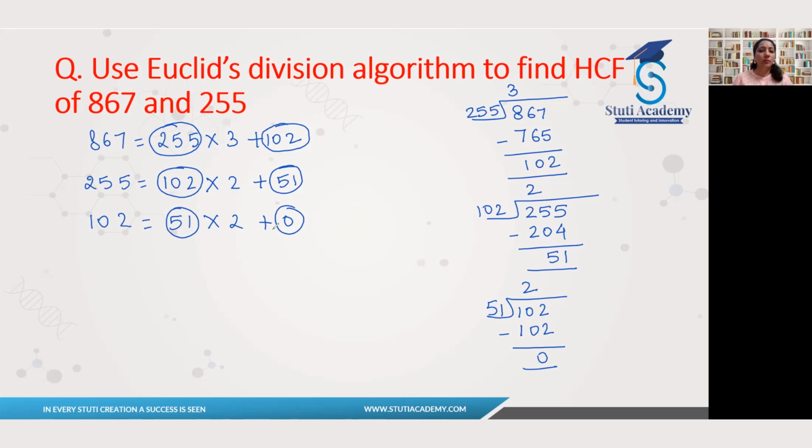Now in this step, the remainder is 0. So we are going to stop here. So the divisor at this step, the last step, would be the HCF. So HCF of 867 and 255 is 51.